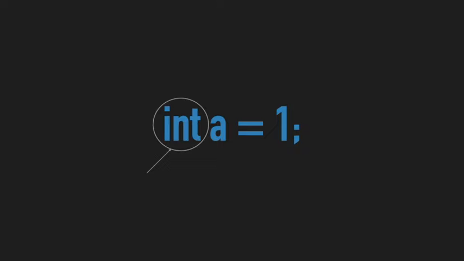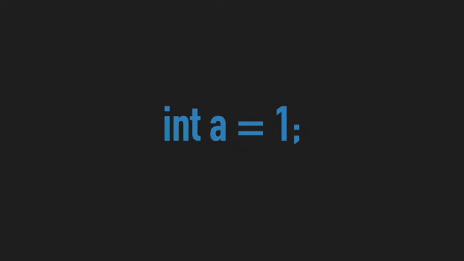First, let's look at a typical line of code that declares a variable in Java. It would look something like this: int a = 1. Now let's break it down into its constituent components. First there's int. Int is a keyword that expresses the data type of the literal that we're storing in the variable.